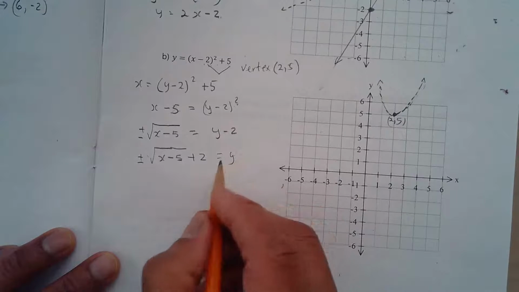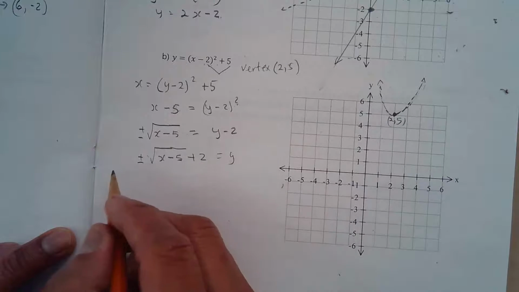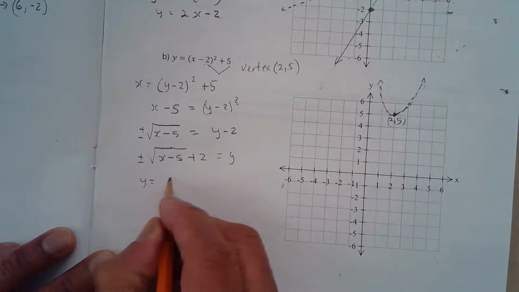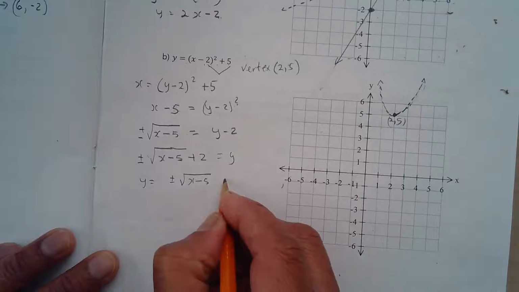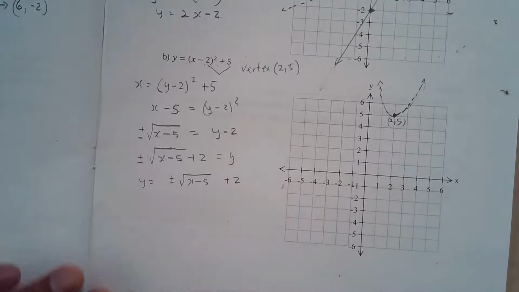By the way, you can easily put the y on the left of it. It's the same equation. So we'll do that. y equals root of x minus 5 plus 2.